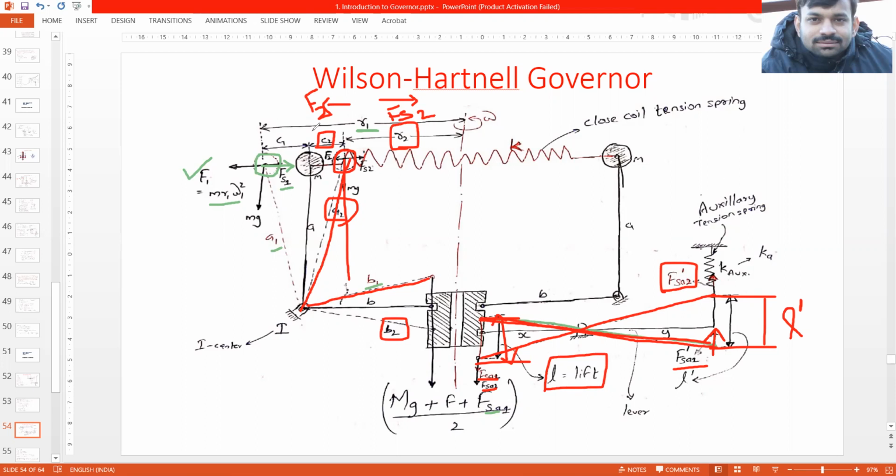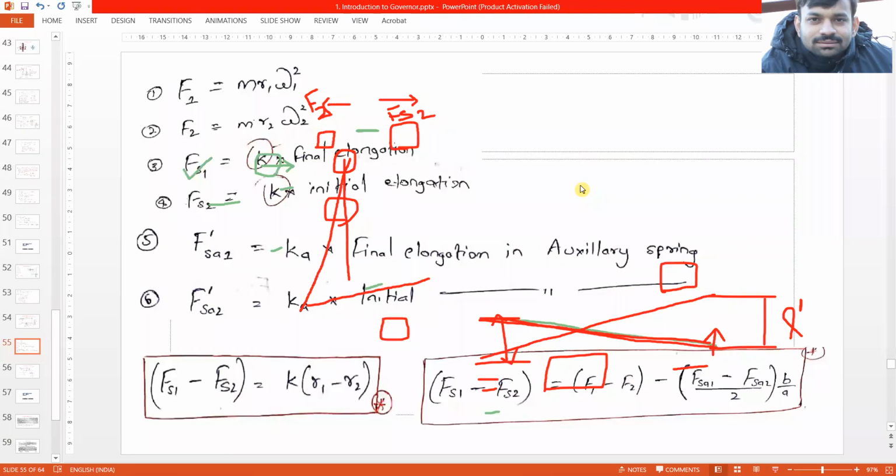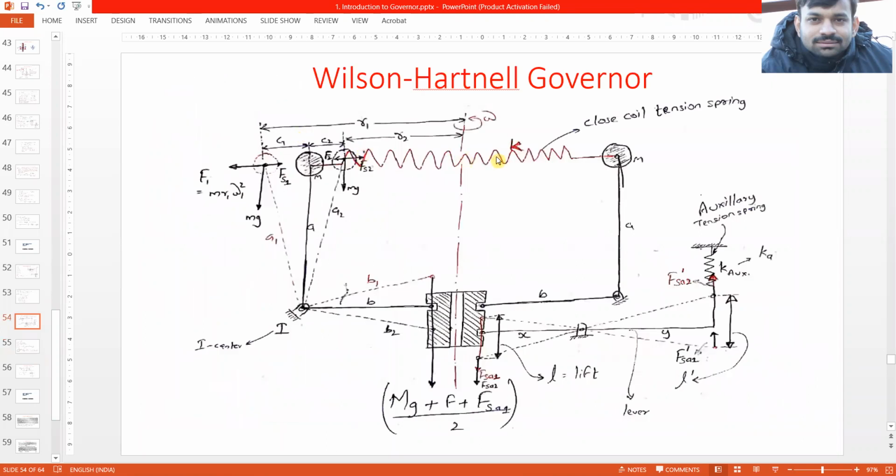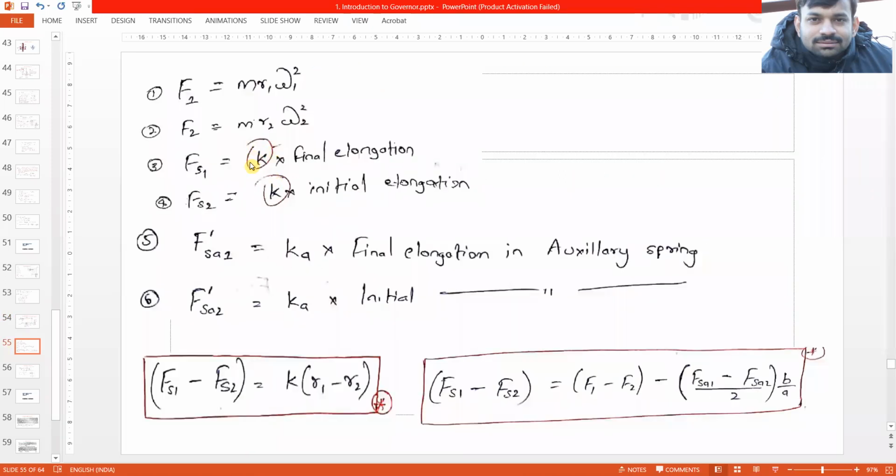So we'll move forward and look at the equations. F1 is the centrifugal force, F2 is the centrifugal force, FS1 and FS2 are the spring forces because of this central spring, which has stiffness K. So K into final elongation and K into initial elongation. Now this FS1 dash is Ka into final elongation in the auxiliary spring, right?